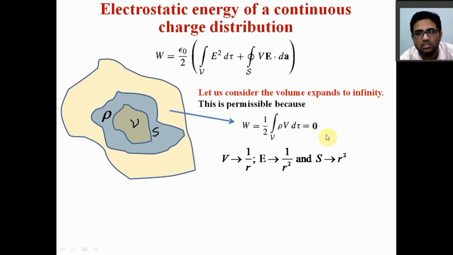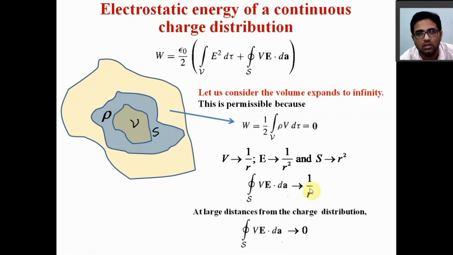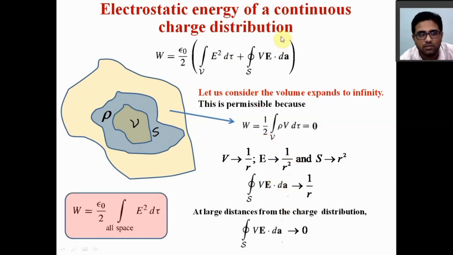Now at large distances from the charge distribution, potential falls off as 1 by r and electric field falls off as 1 by r square, while the surface area grows like r square. So roughly speaking, the surface integral goes down like 1 by r. And you know the volume integral of electric field squared, this term only increases.